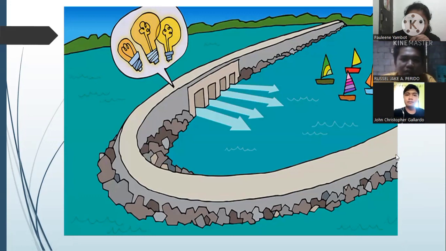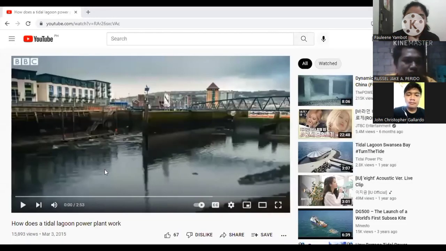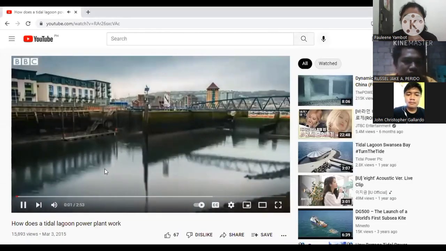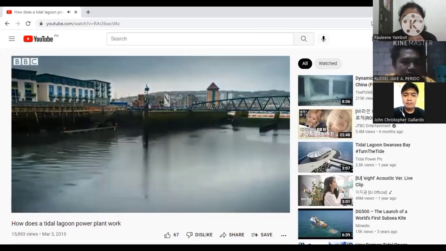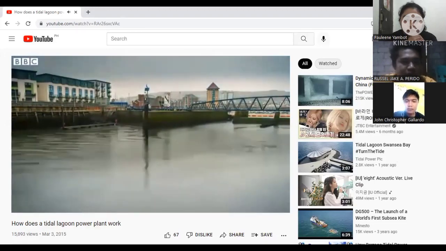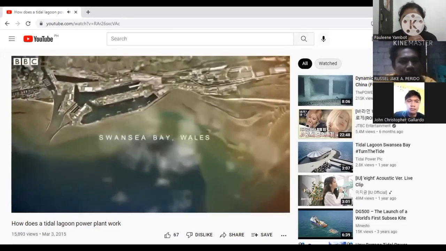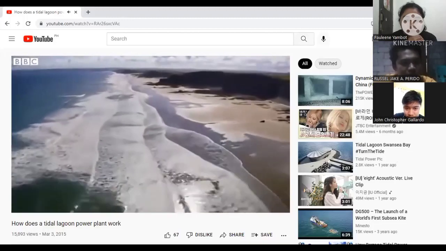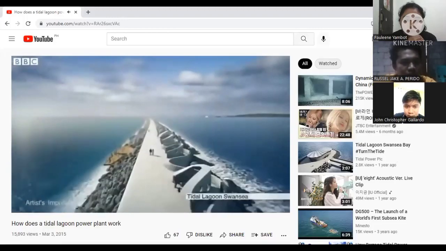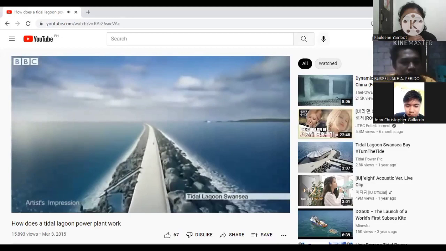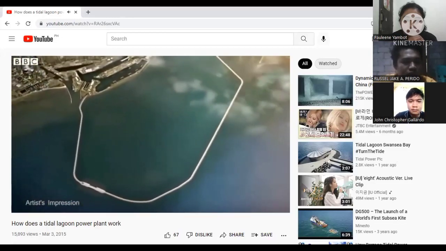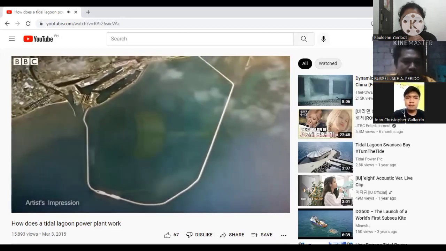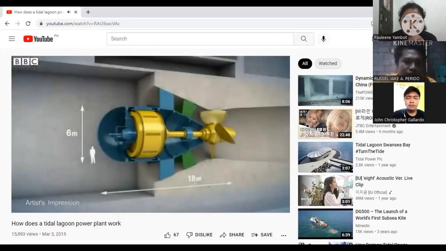The restless tides, flowing in and out four times a day. A firm thinks it's time to harness all that energy. This is Swansea Bay, Wales. The tidal range here is enormous. The firm plans to build a sea wall over 5 miles long to enclose a vast body of water into a lagoon here in Swansea Bay.